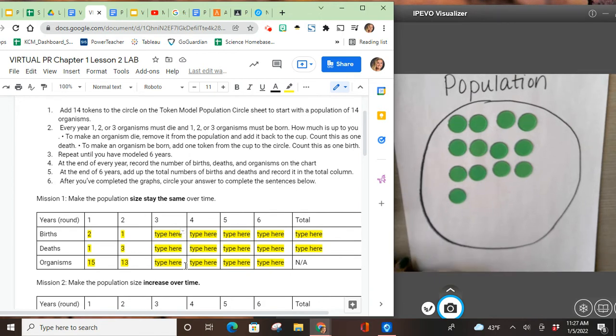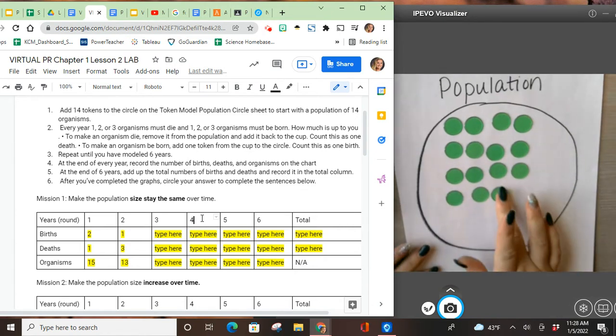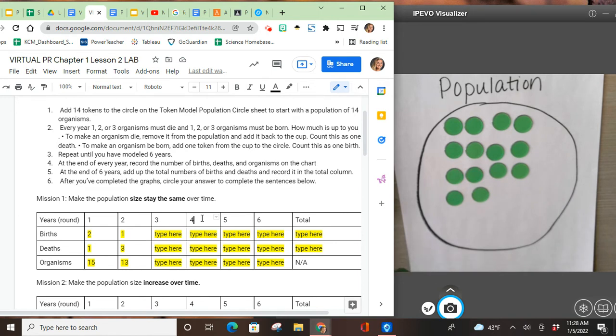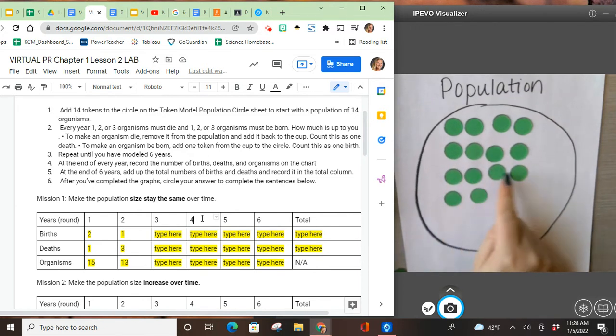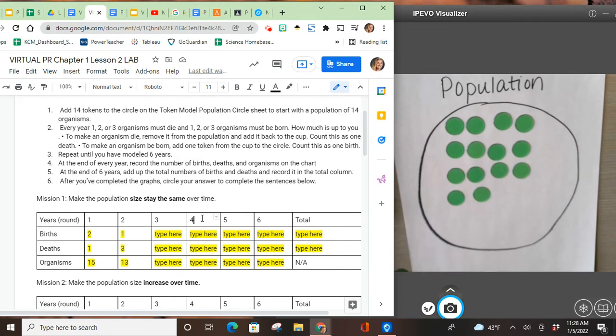What about if we do for year 4, it's year 4 now, so everybody's looking in this column. Year 4, I'm going to say that there are 2 births and 1 death. How many total are there left over? 4, 8, 12, 13, 14. Back to our starting number.